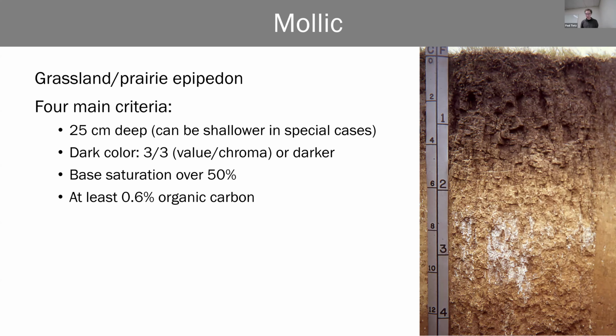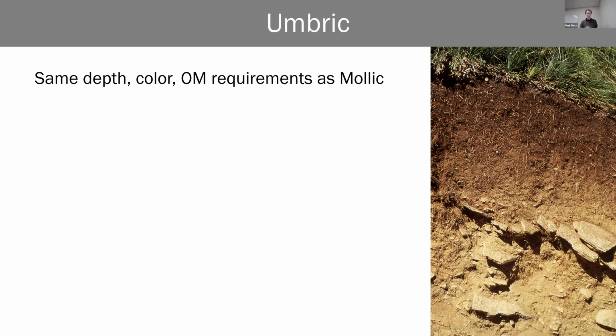But these are the four to know for the mollic epipedon. Let's say we talked about that base saturation though. You have to meet all four of these criteria. If you're not meeting one, you're not a mollic epipedon. What if you happen to drop below 50% base saturation, but you keep everything else the same? That would be our umbric epipedon. It's the same depth, the same color, the same organic matter requirements as mollic, and the only difference is base saturation is under 50%.